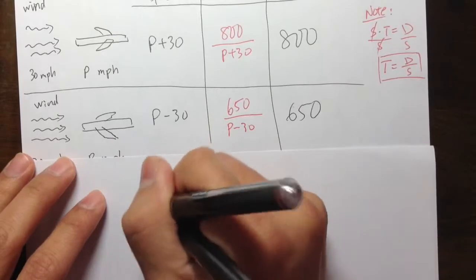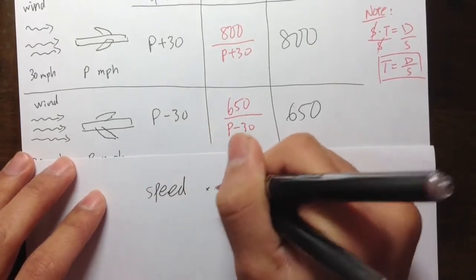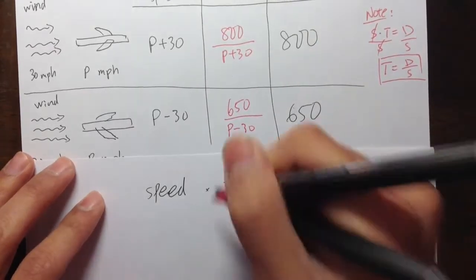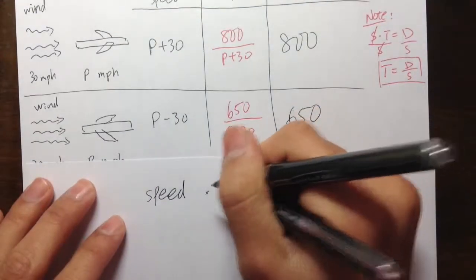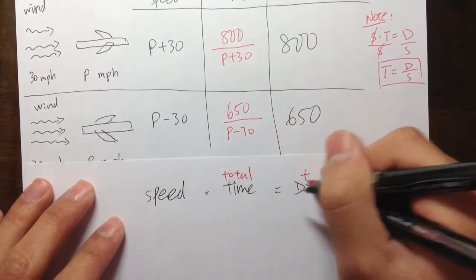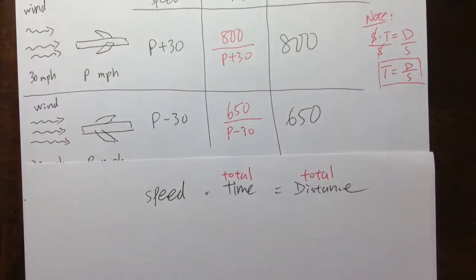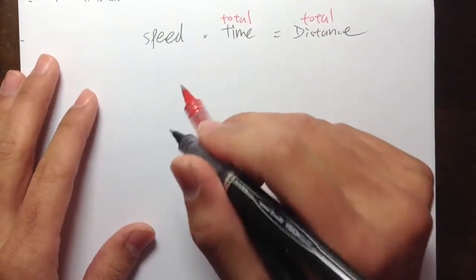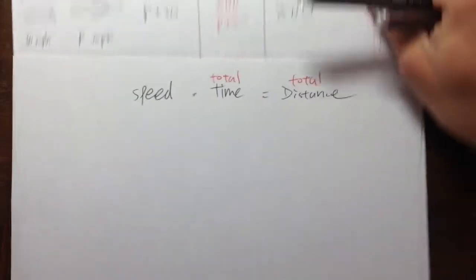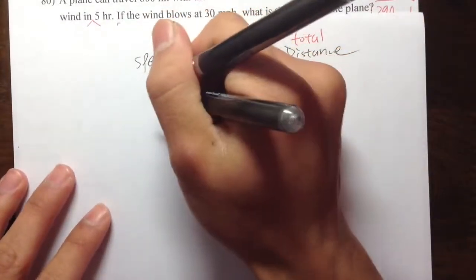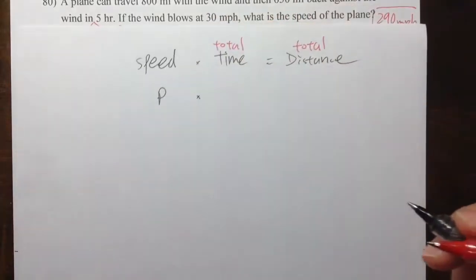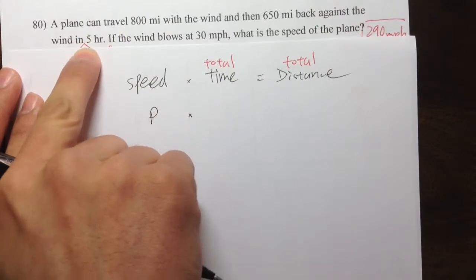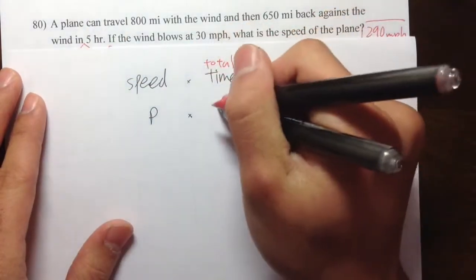So we know the relation: speed times the time is equal to the distance, right? Well, we can talk about the totals overall. So total time and total distance. What I mean by that is, first of all, I still don't know what the speed of the airplane is. I'm just going to call that P, times total time. The plane spent a total of 5 hours. So that will be the 5.